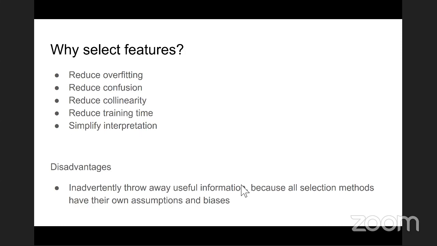Collinearity means two features are highly correlated, so you don't know how to interpret their coefficients. And it can increase the training time if you have too many features. And interpreting your models can be a pain if you have too many features. So the advantages would be reduce overfitting, reduce confusion, reduce collinearity, reduce training time, and simplify interpretation of models.